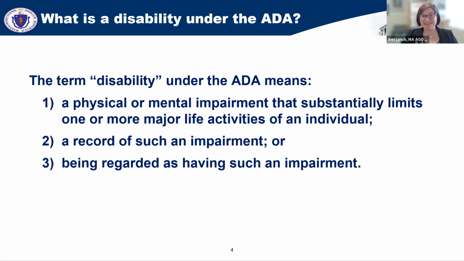You can tell by the activities here that, again, it's meant to be very broad and encompassing. It also incorporates major bodily functions, like the function of the immune system, your digestive, bowel or bladder function, your reproductive function, your respiratory function. So all of this really speaks to the fact that the definition of disability is broad and inclusive. Now I'm going to turn it over to Julia.